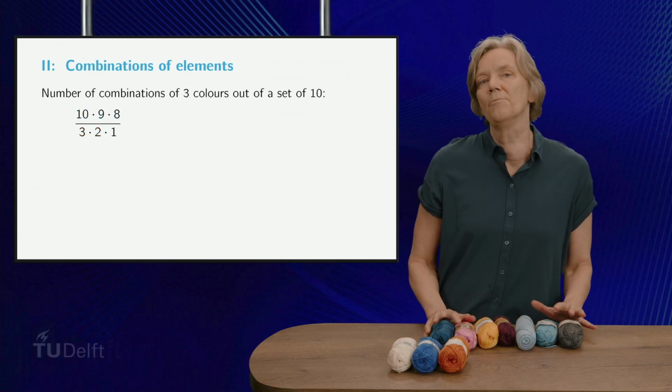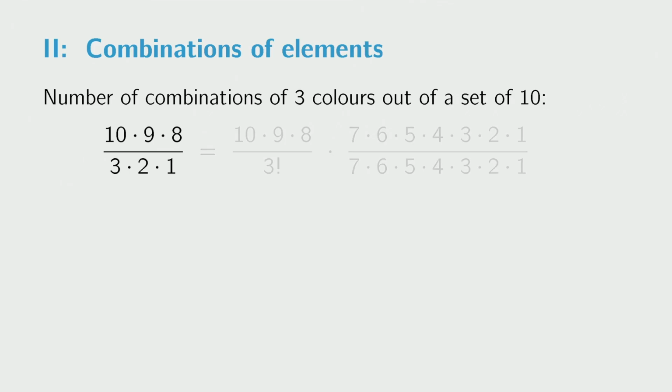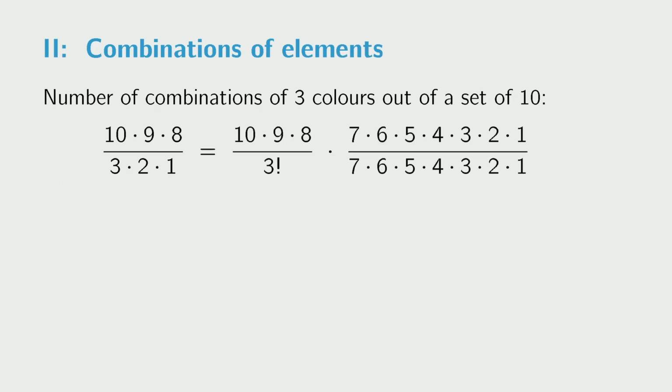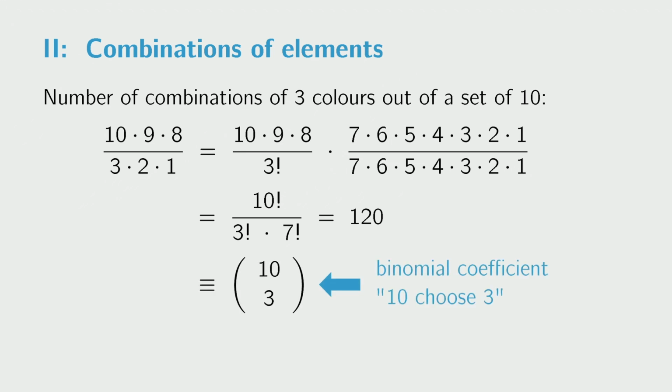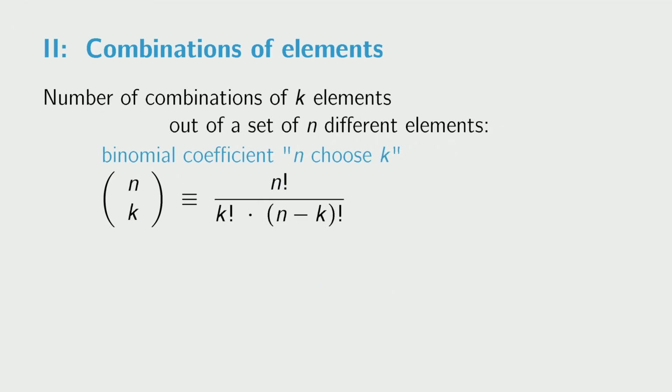Let's write this number into a more general form. Multiply the ratio by 7 factorial over 7 factorial. The number of combinations of 3 out of a set of 10 is 10 factorial over 3 factorial times 7 factorial. This ratio is called 10 choose 3, which is a so-called binomial coefficient. In general, the number of combinations of k elements out of a set of n different elements is n choose k and can be calculated by dividing n factorial by k factorial and n minus k factorial.